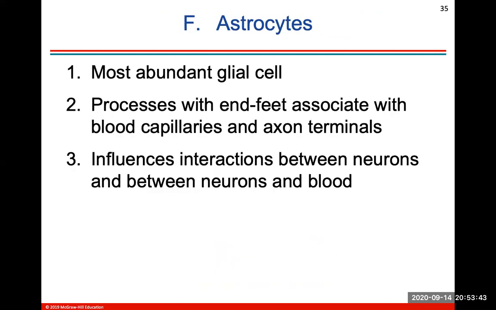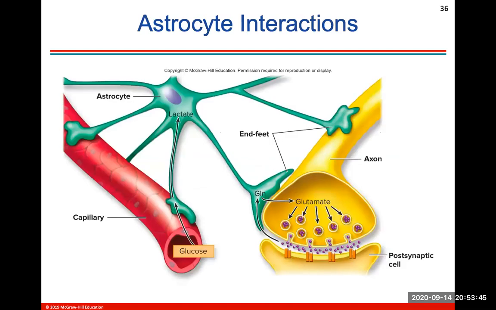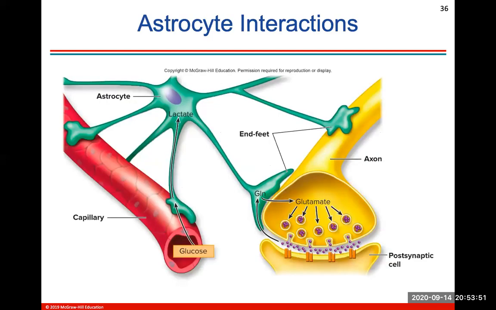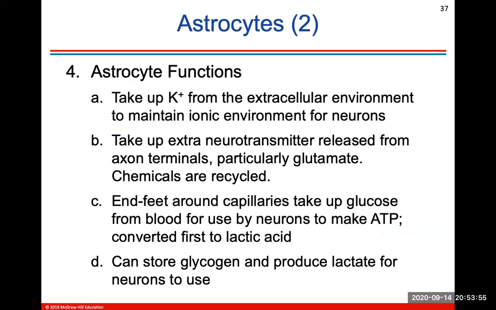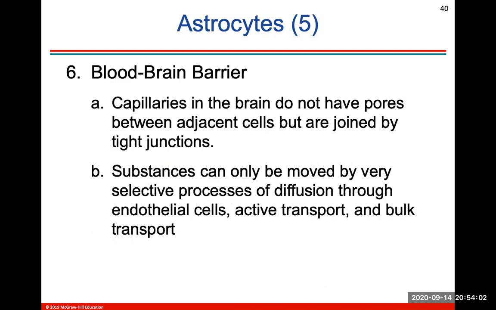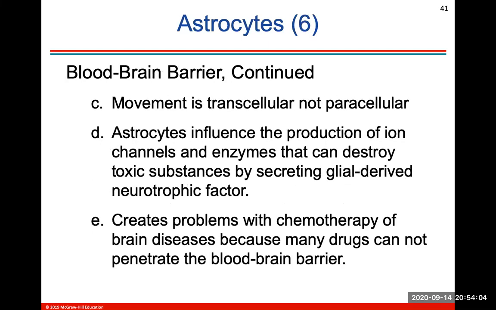So now we get to glial cells, and I'm going to let you go through this, but you should have a good understanding of what astrocytes do, the blood-brain barrier, shown here. Astrocytes, more astrocyte functions, and how they connect to neural activity, especially in the blood-brain barrier.